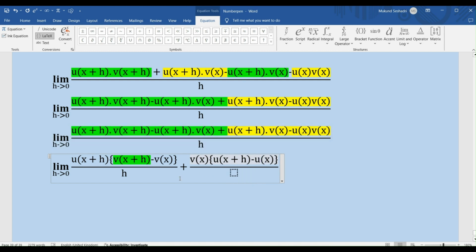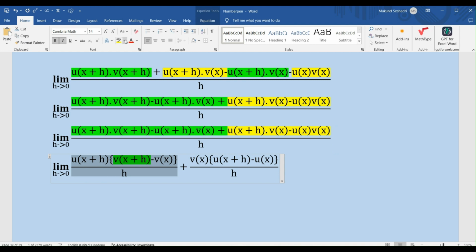Close my flower bracket, and then I have my h, right? So this entire green expression, we have a common factor, which is u of x plus h. I pull that out and rewrite the expression, and the entire yellow portion, I have a v of x as a common factor. So we pull that out and rewrite this expression, right?